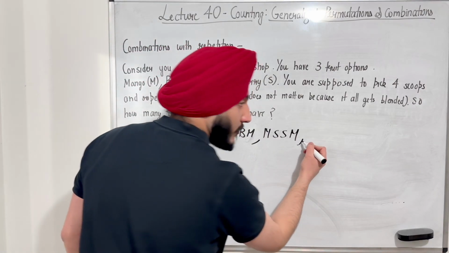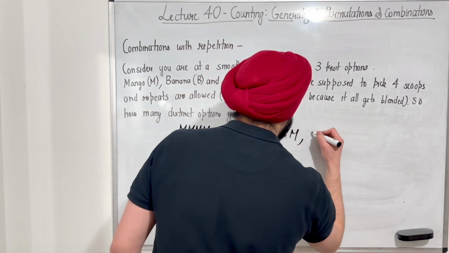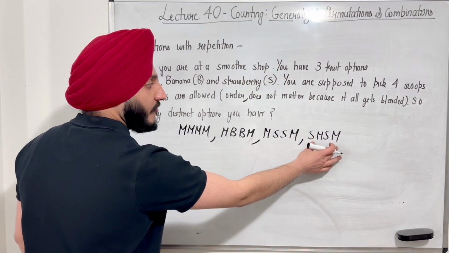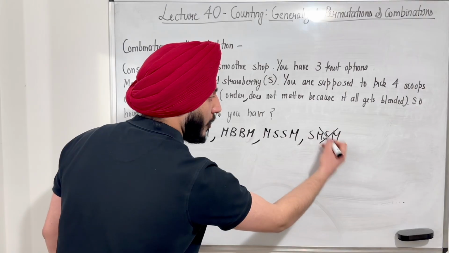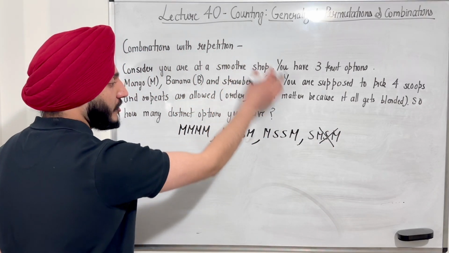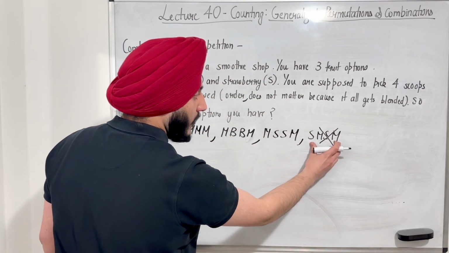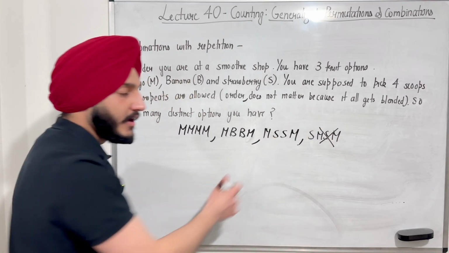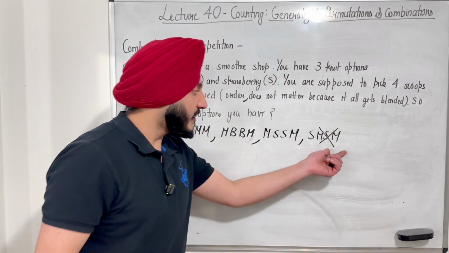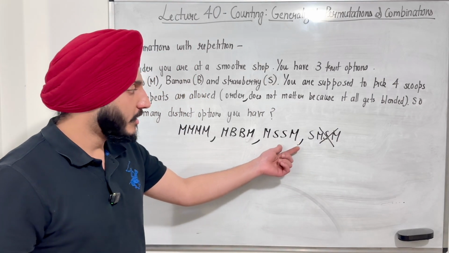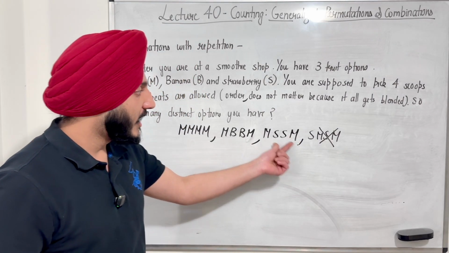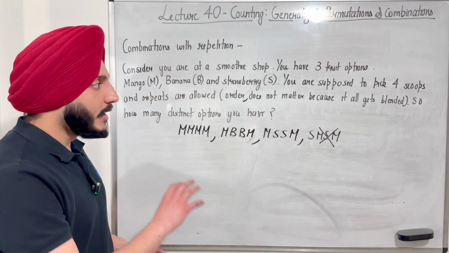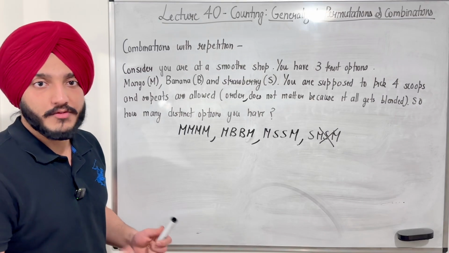Now, let me ask you guys this question first. Do you think this would be a different option? And the answer would be no. Why? Because in this question, repetition is allowed, but once again, this is combination. The order does not matter because the idea is we're making a smoothie. So SMS is the same as MSSM, right? So 2 mangoes and 2 strawberries is the same as this sequence because we are not caring about the order. And that's exactly why this is a very tricky problem and this has a different formula for it.